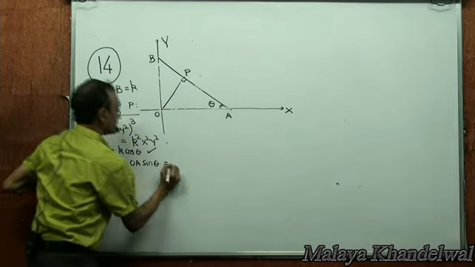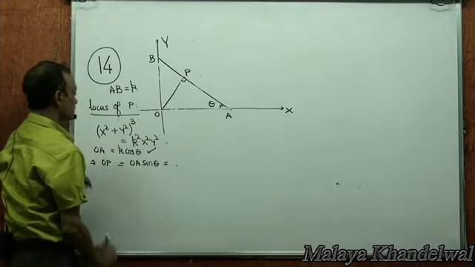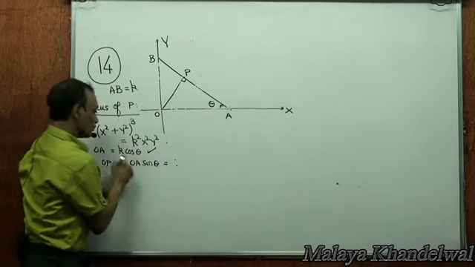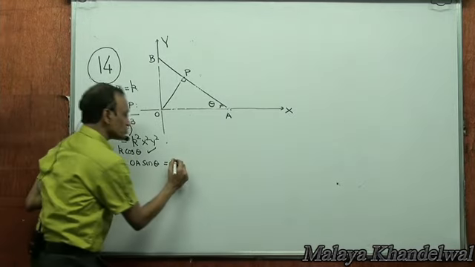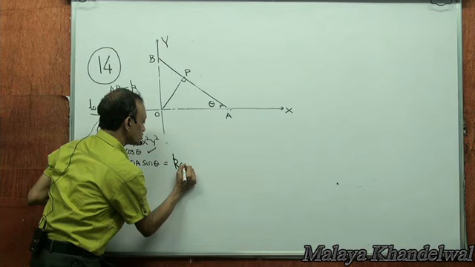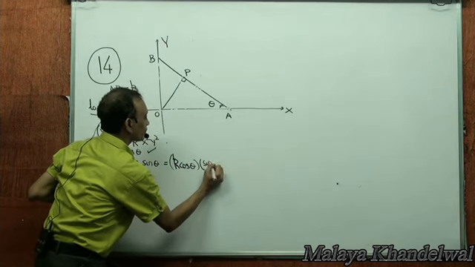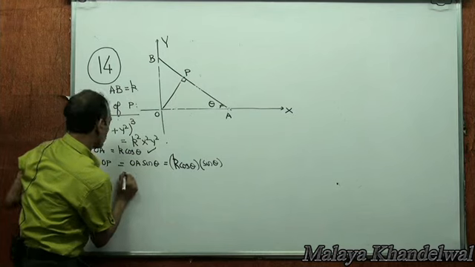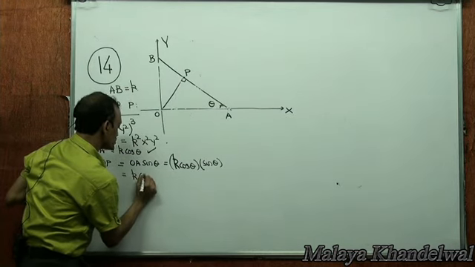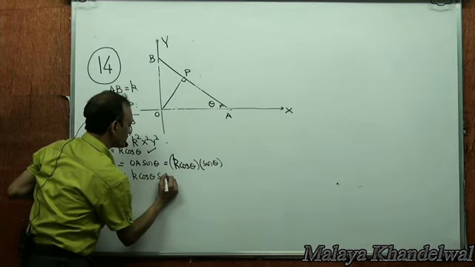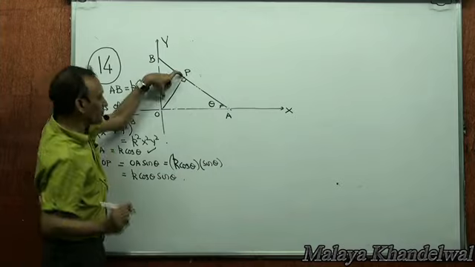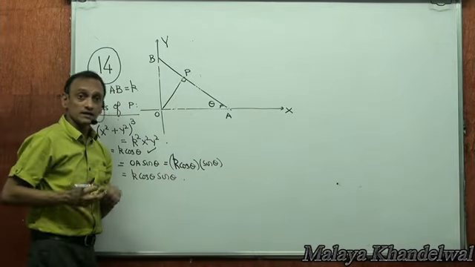That means OP is OA sin theta, and this OA I can replace by K cos theta. So this is K cos theta into sin theta. That means OP is K cos theta sin theta. Yes or no? Right?